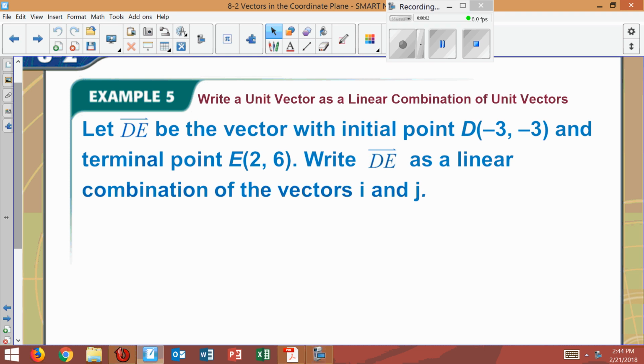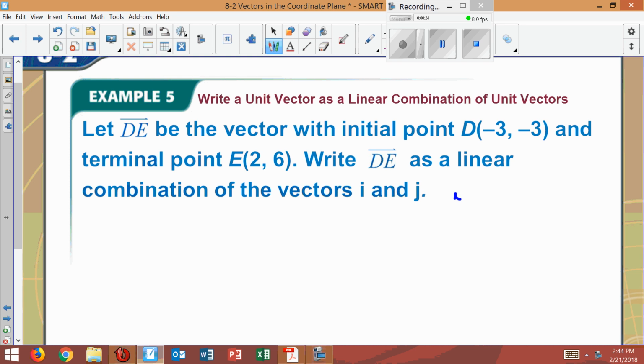Example 5. Write a unit vector as a linear combination of unit vectors. So remember, a unit vector just means the vector is one unit in length. It says let the vector DE be the vector with initial point D of -3, and terminal point E of 2, 6. Right? Vector DE is a linear combination of the vectors i and j. Now here's what this means.